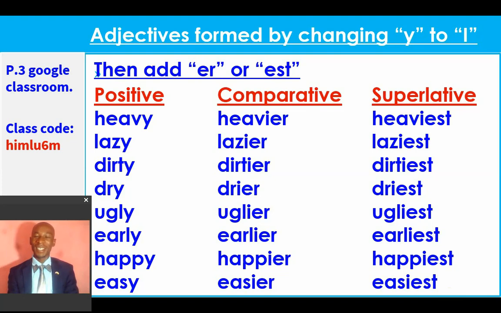It looks a little bit complicated, but we can learn it. Let's go slow. Heavy, heavier, heaviest. Lazy, lazier, laziest. Dirty, dirtier, dirtiest. Dry, drier, driest. Ugly, uglier, ugliest. Early, earlier, earliest. Happy, happier, happiest. Easy, easier, easiest. You see, it is a walkover.